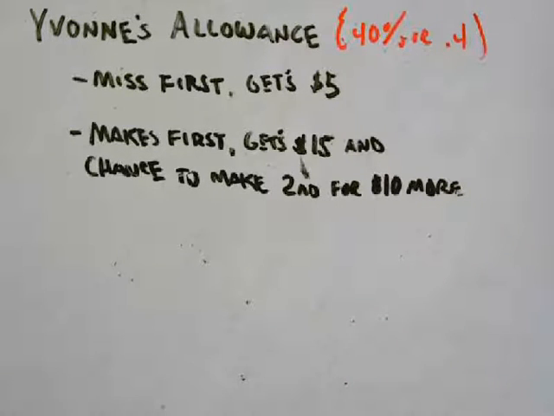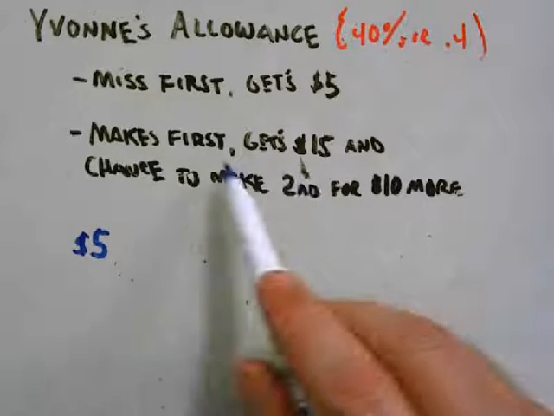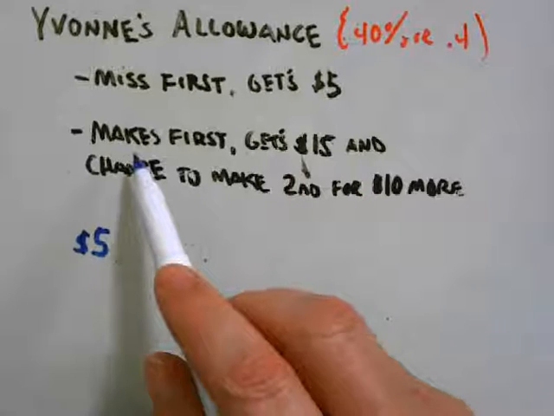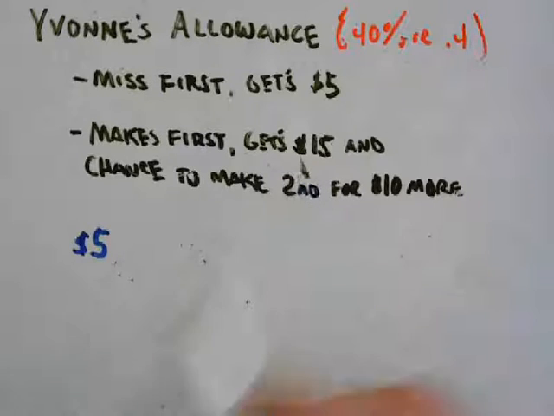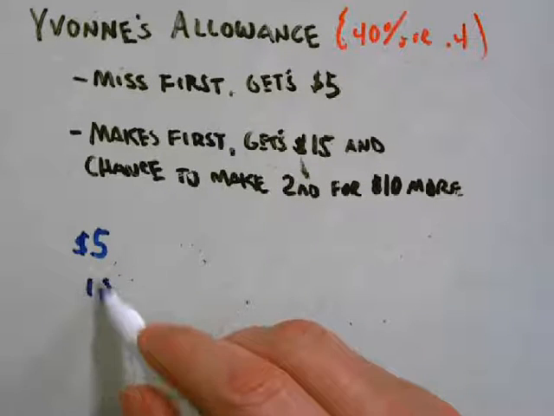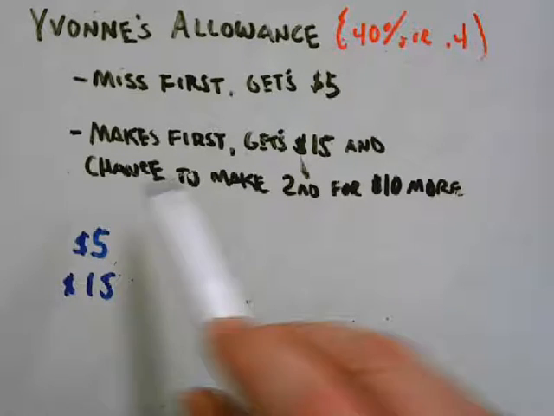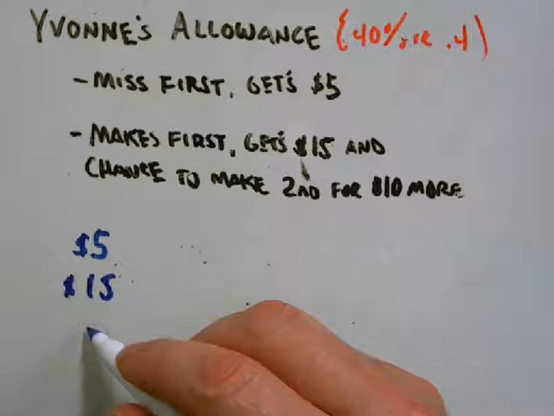So let's go ahead and just list out the outcomes. All right. One of the outcomes is she ends up with $5. That's if she misses the first shot, she doesn't get a second shot. Here she makes the first shot, and she gets a chance to get a second shot. Well, if she makes the first shot, she gets the $15, and she would be stuck with the $15 if she missed the second shot. If she makes the second shot, she would end up with $10 more, which is 15 and 10 is $25.